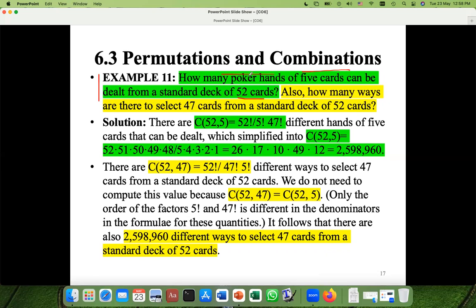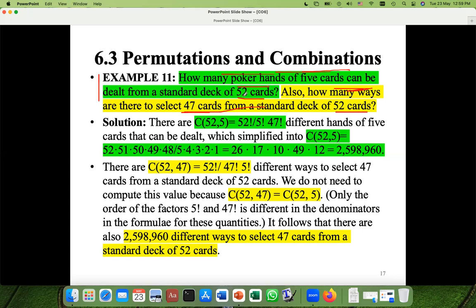This is the first question in green color. And then in yellow color, you have another. How many ways are there to select 47 cards from a deck of 52 cards? Again, you have 52 cards, and then you want to select 47 cards from those 52 cards, but how many ways are possible? So this is the second question in this example. So what is the first question? How many hands of 5 cards are possible from a deck of 52 cards?